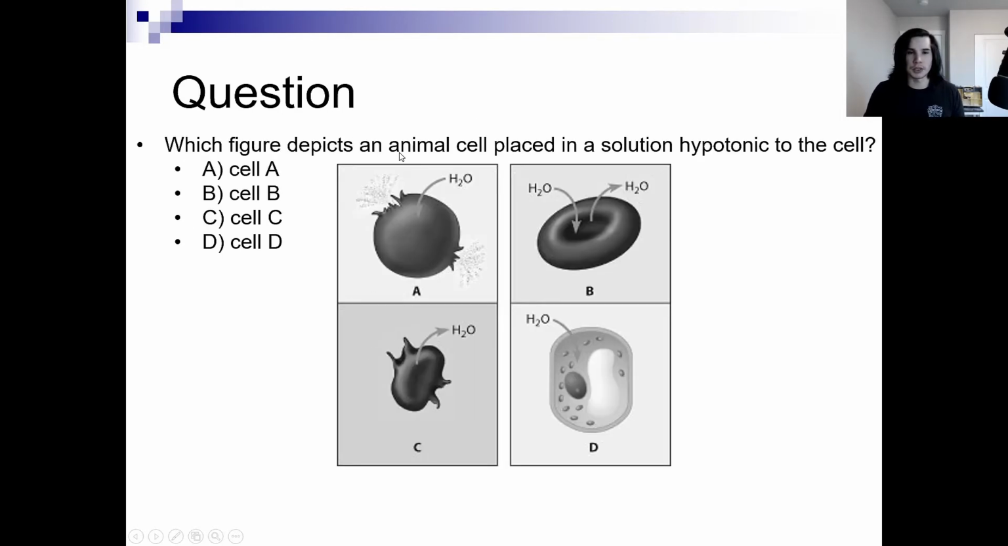Okay, so which figure depicts an animal cell placed in a solution hypotonic to the cell? So hypotonic meaning you have a lower solute concentration outside of the cell, meaning that the water is going to want to move into the cell. And it's also an animal cell, which means that this cell does not have a cell wall, meaning it might burst. So A would be the correct answer. Water is moving into the cell, and the cell is bursting. This would be an example of an isotonic solution. This would be an example of a hypertonic solution. And this would be an example of a plant cell in a hypotonic solution, because it only shows water going in.